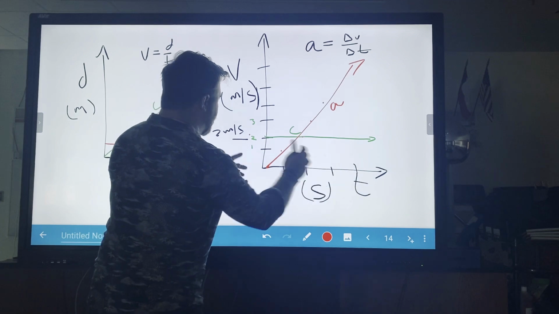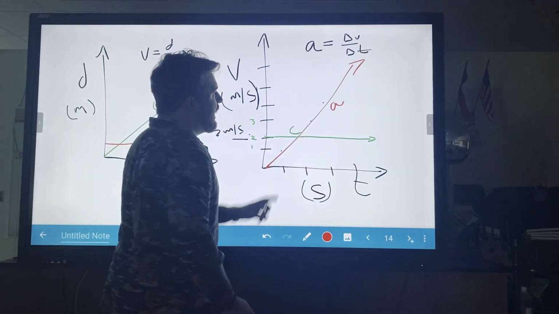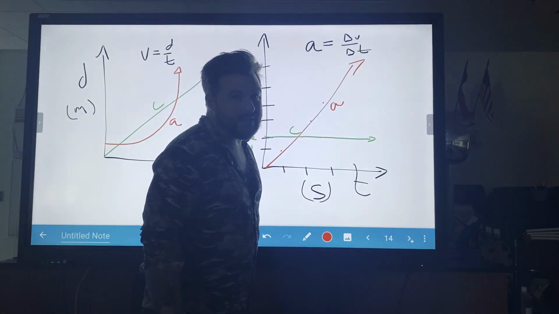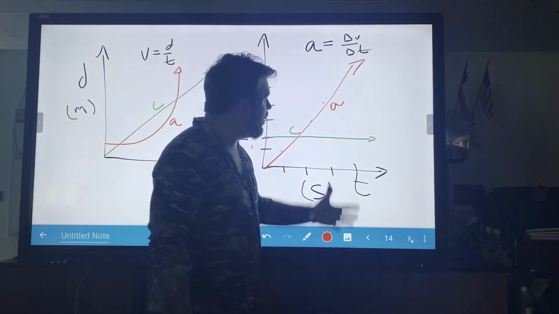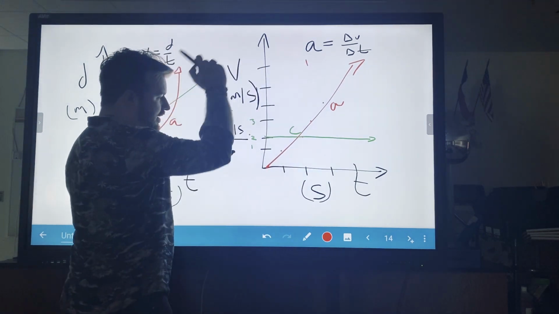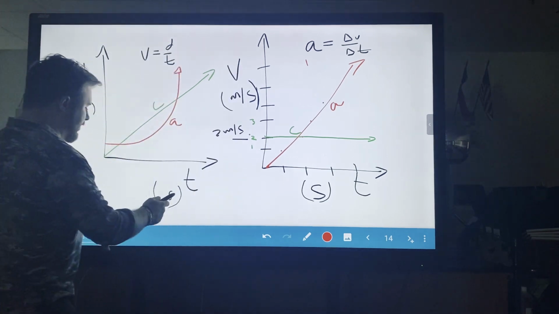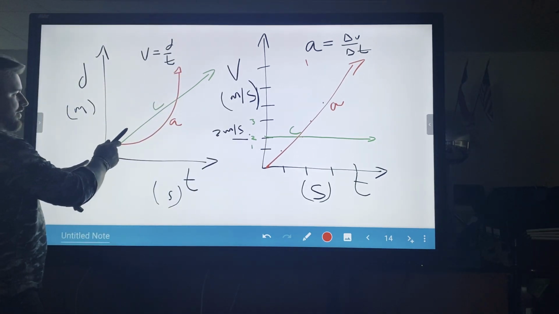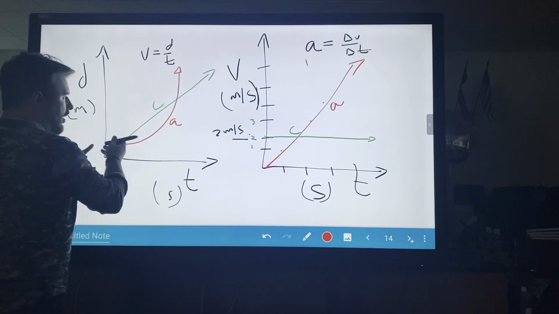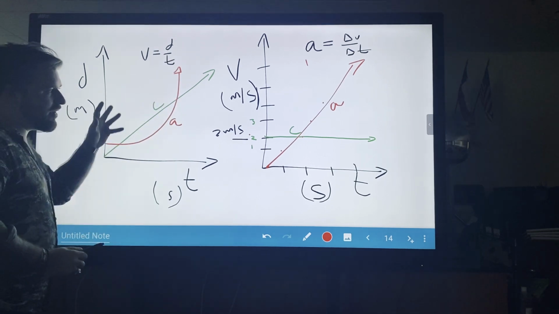As time goes on, my velocity is increasing. It's changing. That's acceleration, right? As time goes on, velocity is increasing. Look at this one. As time goes on, my distance is increasing constantly or accelerated. These are the same thing.